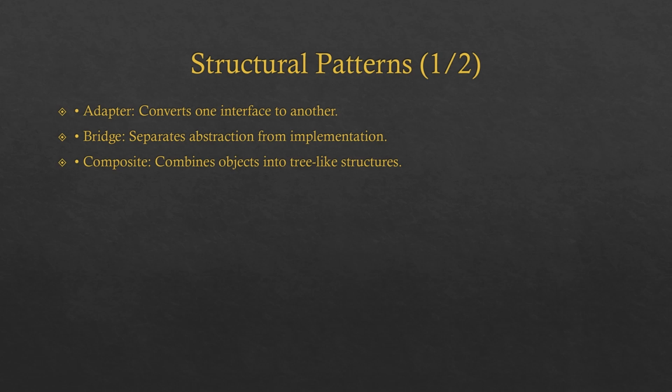Structural patterns help to compose classes or objects to form larger structures. The adapter pattern converts one interface into another, while the bridge pattern separates abstraction from implementation, allowing for independent variation. The composite pattern combines objects into tree-like structures, treating both individual objects and compositions uniformly.